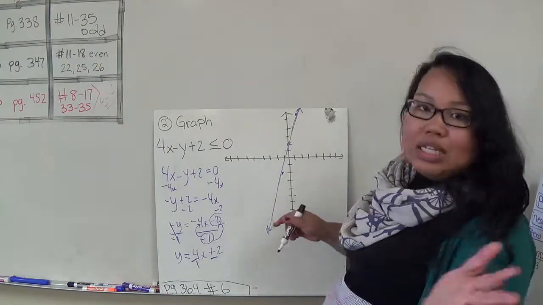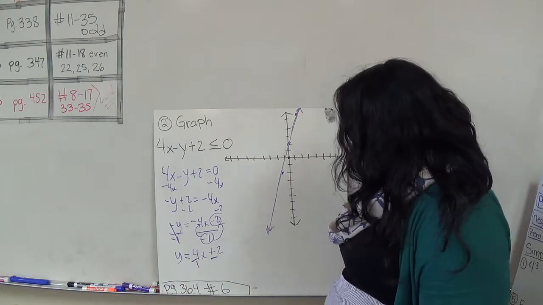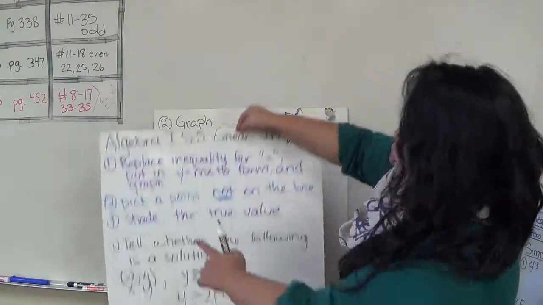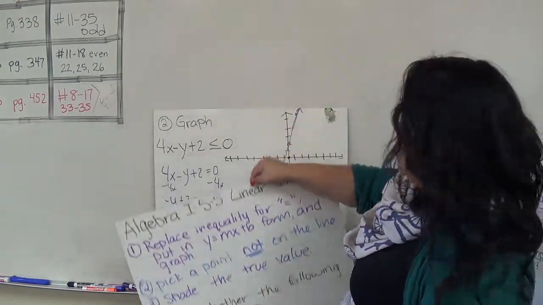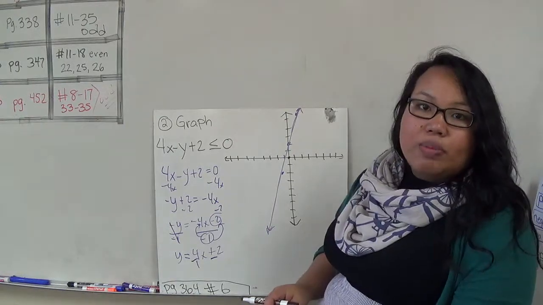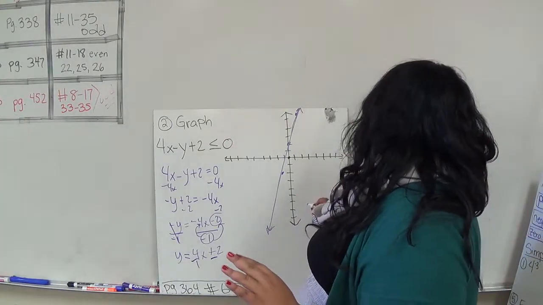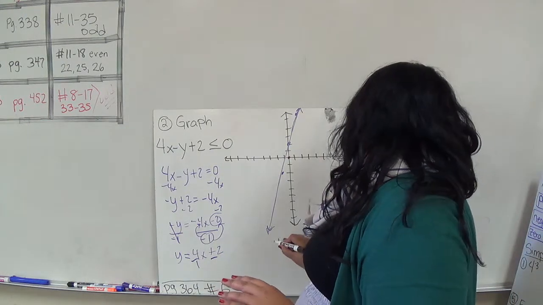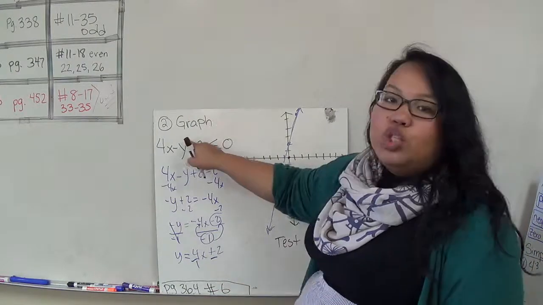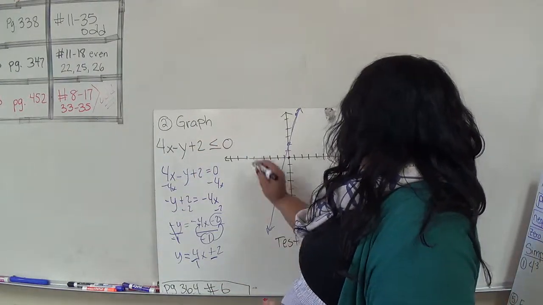For example, I'm going to test the easiest point, which is (0, 0). I can use any point, just like the example says. You can pick a point that's not on the line. This should be on your notes. I usually will pick (0, 0), but if (0, 0) is on the line, I have to pick something else. This works with any point. So I'm going to test (0, 0), and I'm going to plug it into the original.